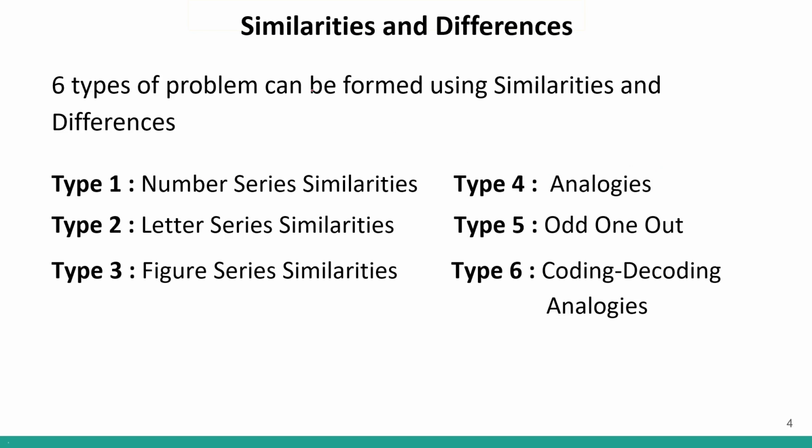So let us start. There are 6 types of problems that can be formed using similarities and differences as a concept. So, number 1 is number series similarities. So, here we deal with the numbers, right? Letter series similarities can also be called alphabet series similarities. So, here we deal with different types of alphabets. Then we have figure series similarities. This can also be called object or shape series similarities. Here we are given a bunch of different objects or different figures and we have to complete the series.